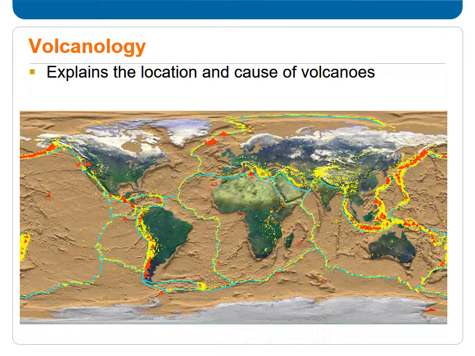Most of the world's volcanoes lie along plate boundaries. Each triangle marks a volcano, and notice how almost all of them line up with plate boundaries.